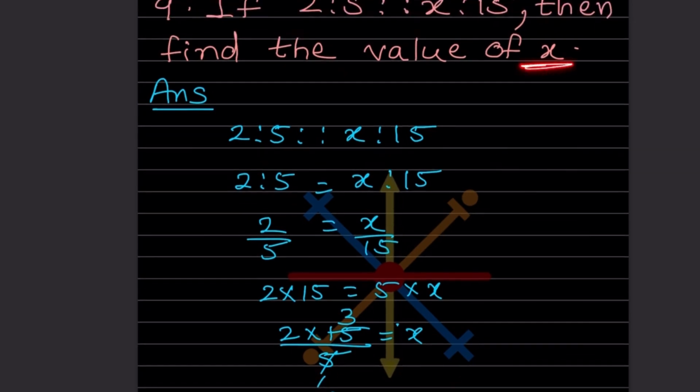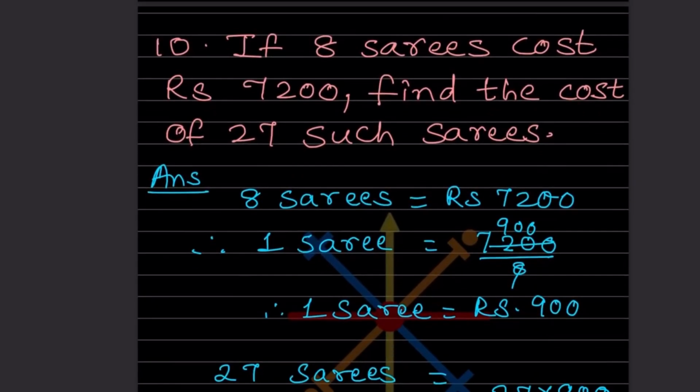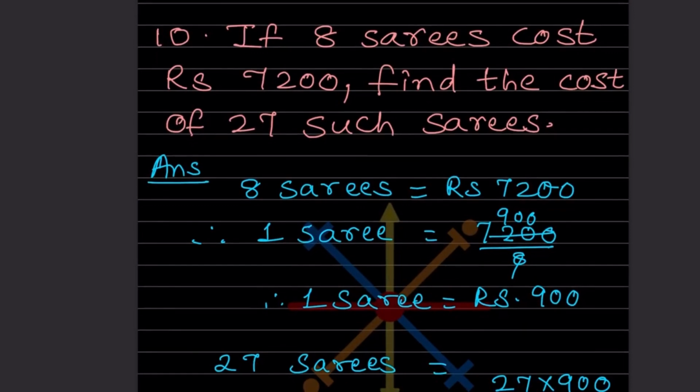What is the value of x? Now here, if 8 sarees cost rupees 7,200, find the cost of 27 such sarees. Whenever you have such type of questions, you don't have to directly find out the cost of 27. First you have to find out the cost of one. That is called the unitary method. That also we have done in the previous one. So you can also check for the definition and all that stuff in the previous video. So don't skip any videos.